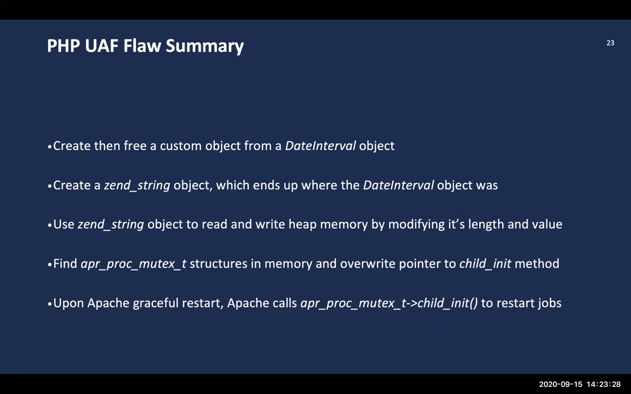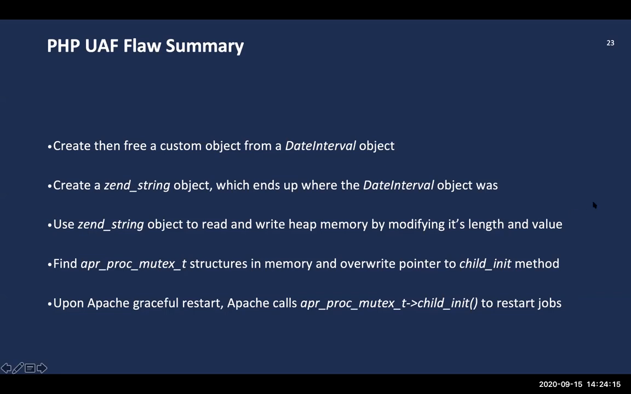We create a custom object that extends a date interval, and then we're going to create a Zend string object that's going to end up in the same place in the heap where the date interval object was, where we unset a certain value. Then we're going to use that Zend string object to read and write heap memory by modifying the length of the string. So this is essentially kind of a type confusion attack, but it's not directly that because we're not casting the date interval object to a Zend string. We're just going to modify the date interval object, which will happen to write to data where that Zend string object actually is.